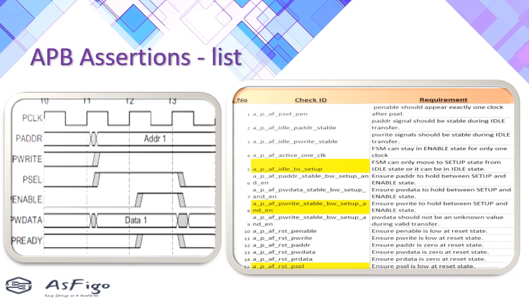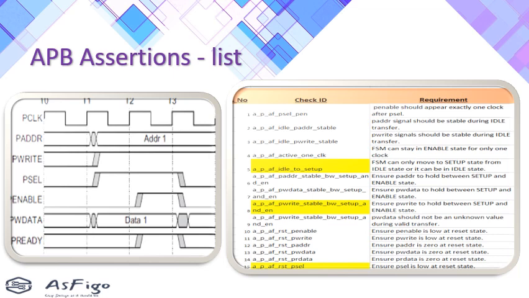So starting with APB, AMBA Peripheral Bus. Most of you are familiar with it. There's a PADDR, there's a PWRITE, there's PSEL, PENABLE, etc. And of course, these assertions are already listed, and this list is already available in the public domain. We also have it in the Git repo that I'm going to show you. I'm not going to go through the list of each of them because the font size is too small, and it's also probably not the best usage of your time.